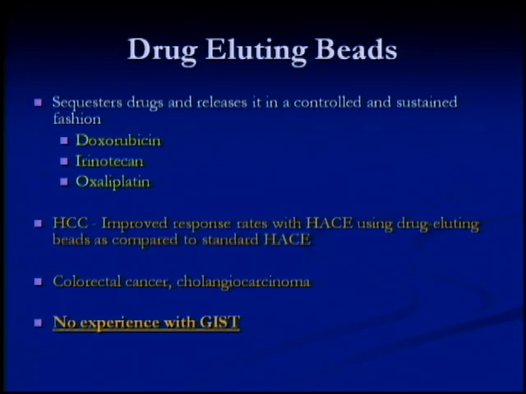Unfortunately, we do not have any experience with gastrointestinal stromal tumor, so what we need to do is find a drug which is active against gastrointestinal stromal tumors. At the same time, it has a favorable pharmacokinetic profile with drug-eluting beads. That means the drug-eluting bead should be able to take up that drug and release it.